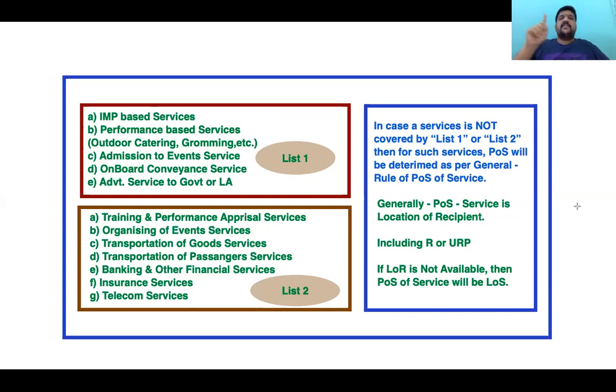So if the question is silent, then I have to come with 2 proposals. I don't know about your recipient. If your recipient is registered, place of supply is location of recipient. If the recipient is unregistered, then place of supply will be the place where it is performed. Now that sums up your discussion. That is just to ignite that thought: this is another category. Here we will have 2 answers.